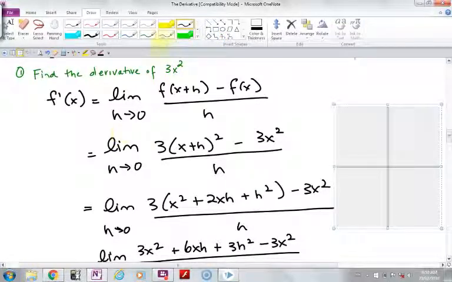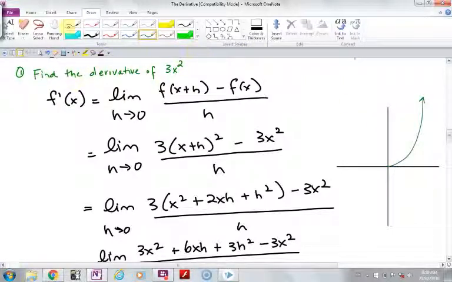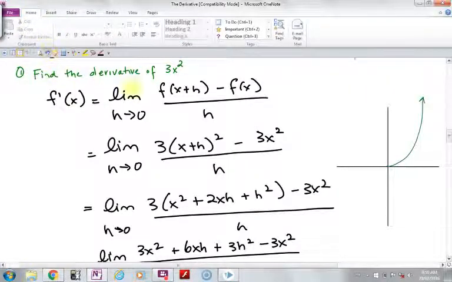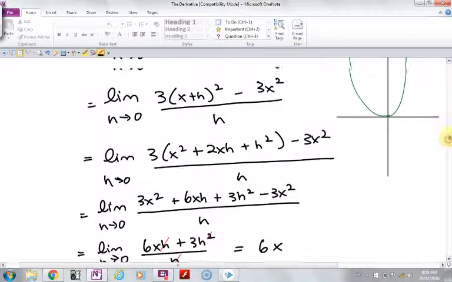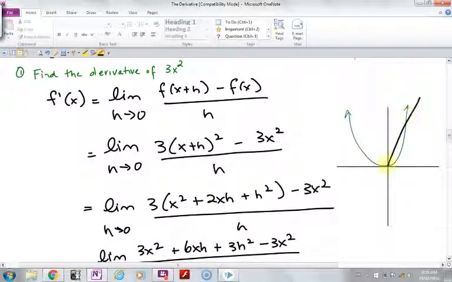So here I've got the green graph is 3x squared. That's a little too flat, so I'm going to try that again. So there's 3x squared. The derivative is 6x. So 6x looks kind of like this.